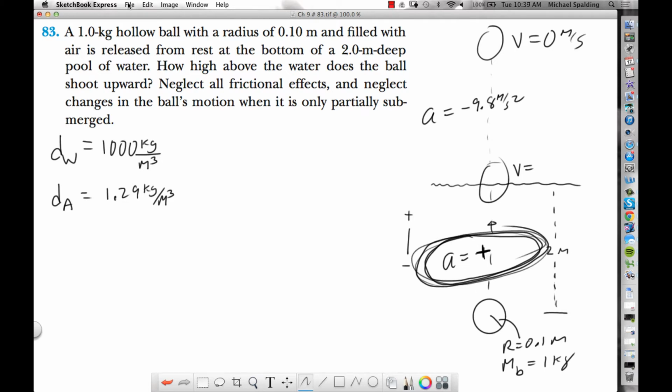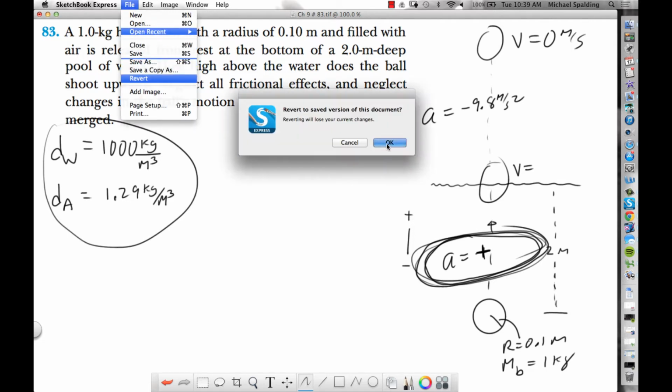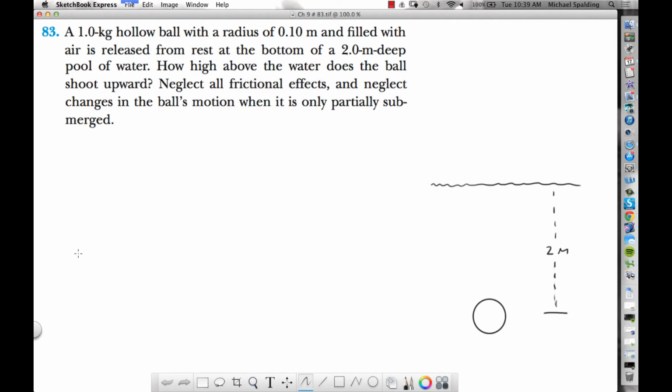So how do we get this acceleration right here? Let's do it. I'm going to revert this back. Copy these densities down right there. We're going to use those densities. So we start by doing a free body diagram. We're trying to find the acceleration of the ball while it's in the water. What are the forces on the ball?